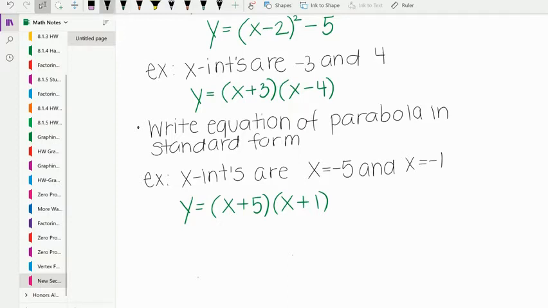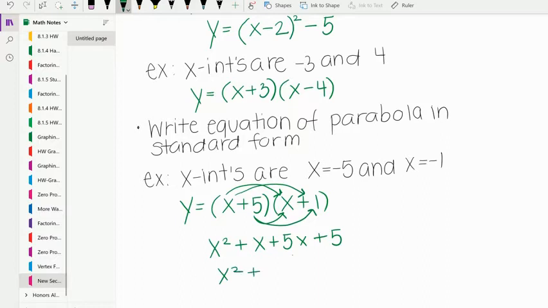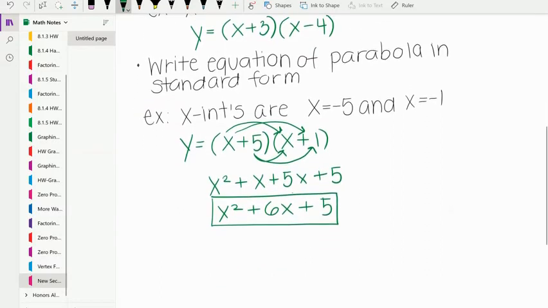To do that, you can use the box or distributive property. So x times x would be x squared, x times 1 would be x, 5 times x would be 5x, and 5 times 1 would be 5. So this would end up being x squared plus 6x plus 5. And that is the equation now in standard form. We were just given the x-intercepts, but we were able to put it in factored form first and then transform it into standard form.